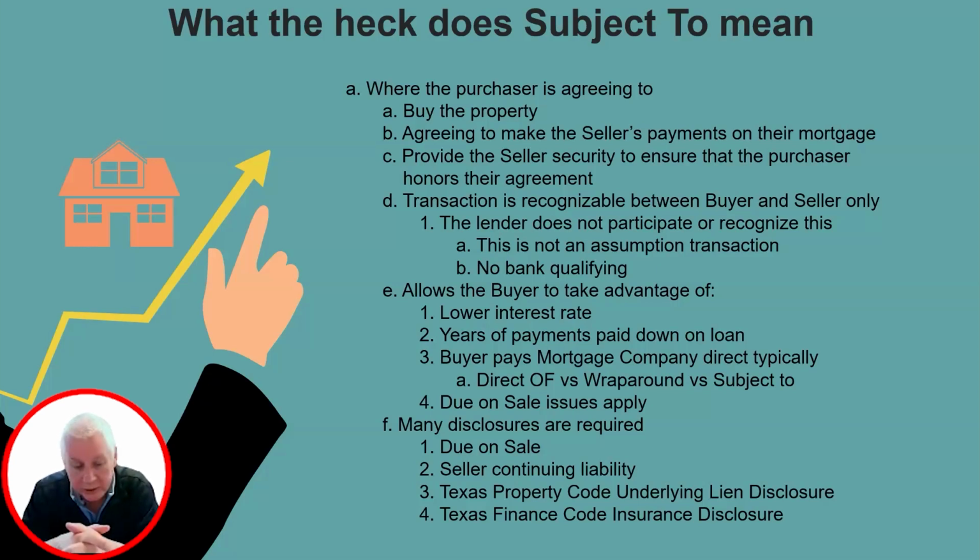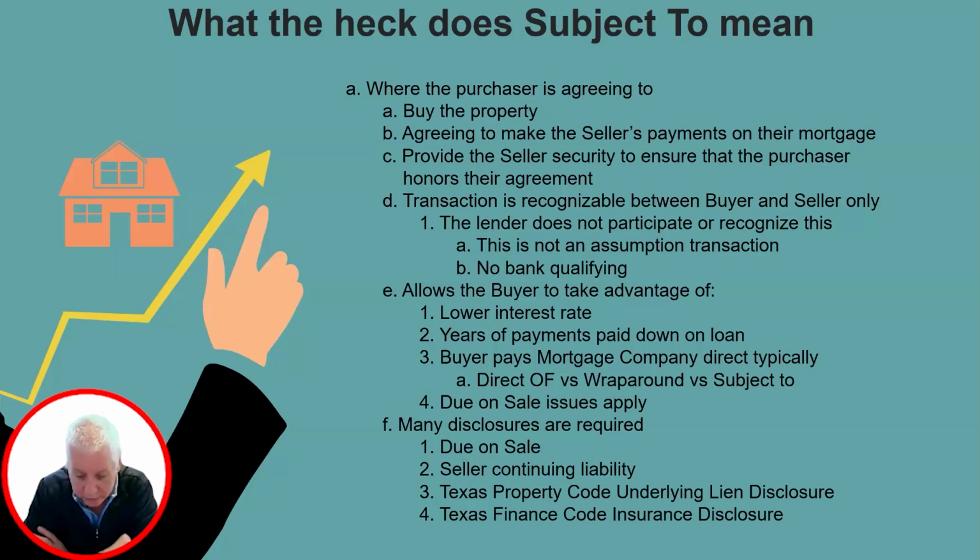But to me, the two biggest issues when buying a home subject to is the fact that it's disclosing to the seller due on sale, because trust me, guys, they have no idea what that is, what it means, or that it's even in their mortgage. And the seller has continuing liability on the mortgage until such time as it is paid off.